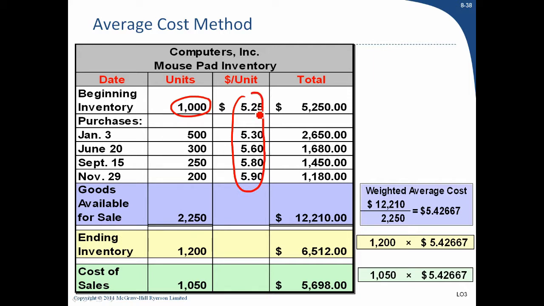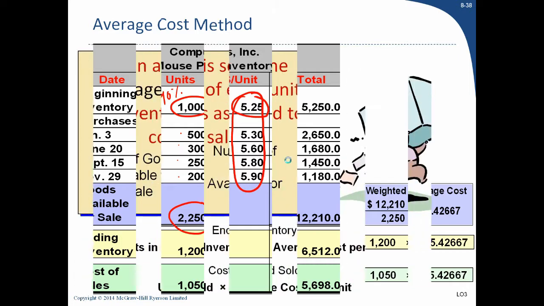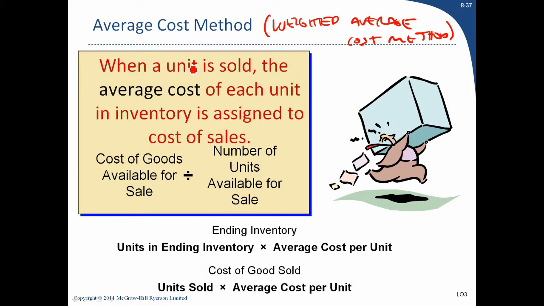It's not taking the average of 525, 530, 560, 580, 590. Because you can think of these units as being the weights. If you have 2250 of goods available for sale, this beginning inventory is worth, what, 40%, right? Think of this as like the midterm. And then each of these are smaller. So therefore, this beginning inventory, this 525, is going to have a greater impact on your weighted average cost. So let's go back here to the methodology.